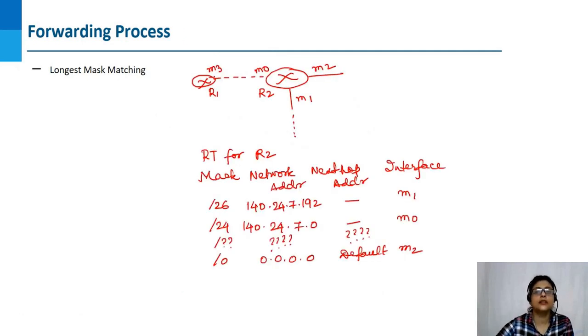Now here we can see that with the help of M3, router R1 gets connected to router R2. Now router R2 has an interface M0 through which it can get connected to router R1. This router R2 again has 3 interfaces, M0, M1 and M2. Let us look at the routing table of R2. So with the help of M1, it can get connected to other parts of the network. With M0, it gets connected to R1, and there is a default M2 by which it can get connected to the rest of the internet.